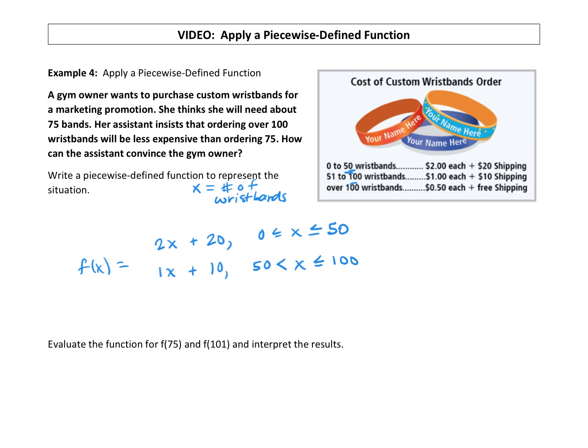And then our last one, if you order over 100 wristbands, they're 50 cents each. So 0.50x, and then free shipping, so we don't have to add anything on. So this is our price if our wristbands, our x's, are greater than 100.